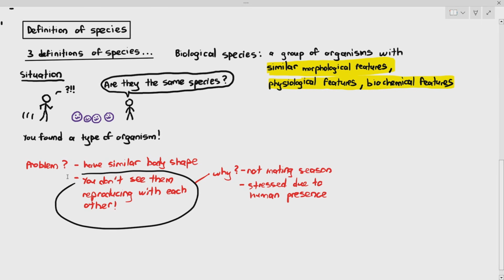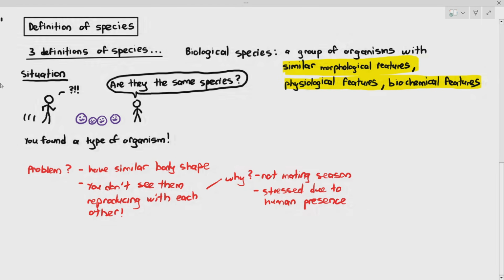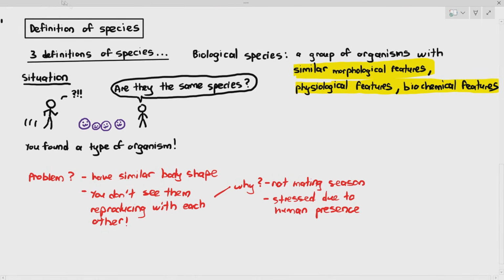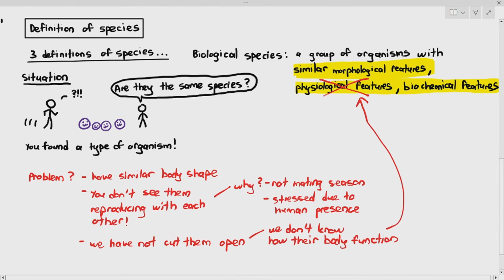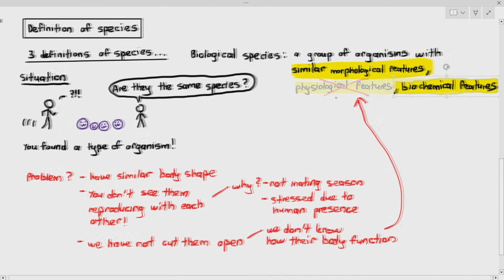So then we still have the other definition, which is a group of organisms with similar morphological features, physiological features, and biochemical features. But that's the thing, we have not cut them open. Maybe there are only 4 of these organisms, and killing them and cutting them open might risk extinction. So we don't want to do that. So we don't know how their body functions. So we cannot compare this little fella here and that little fella there to see if it functions in the same way. So we cannot use the physiological feature as a comparison as well. What about biochemical features?